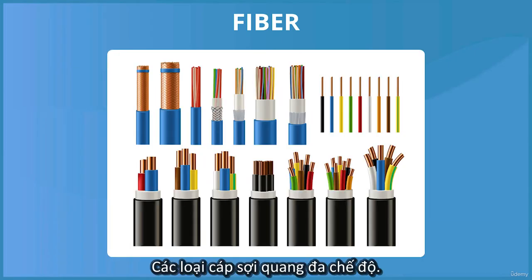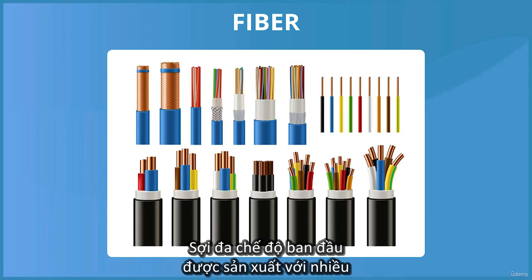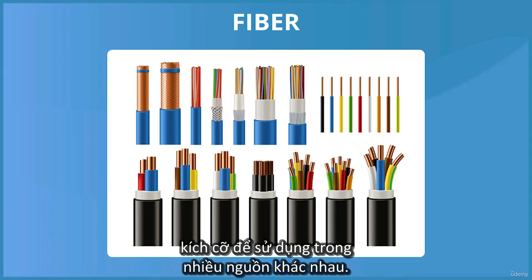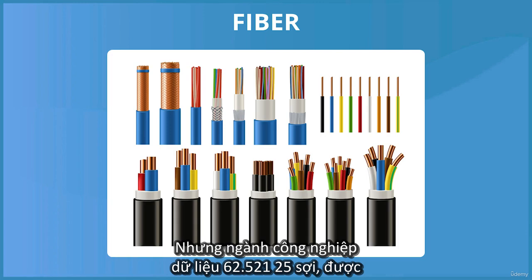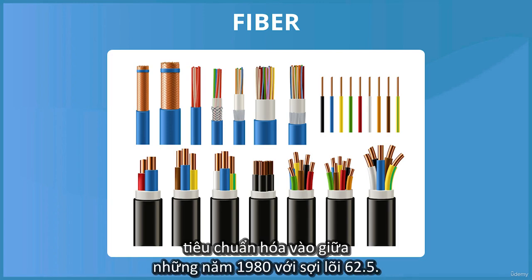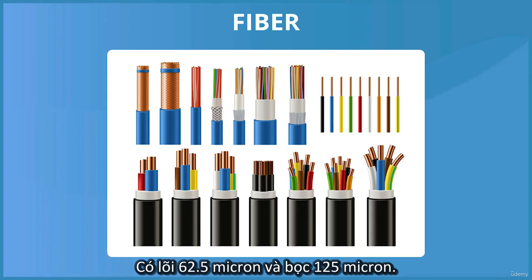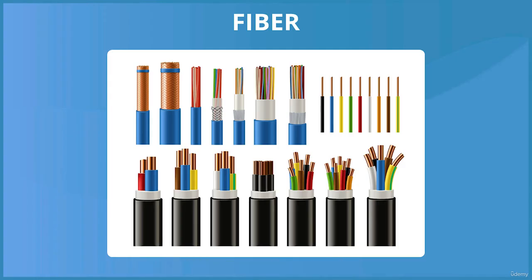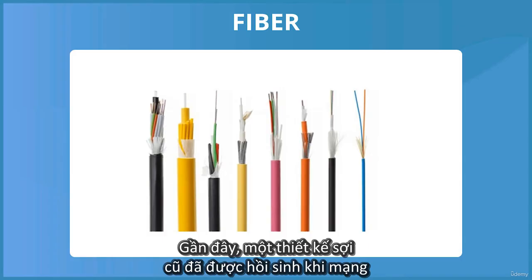Types of multimode fiber optic cables. Multimode fibers were originally produced in various sizes for use in a variety of sources. But for the data industry, 62.5/125 fiber was standardized in the mid-1980s, with a 62.5 micron core and a 125 micron cladding. Recently, an old fiber design was revived when gigabit and 10 gigabit networks became widely used.